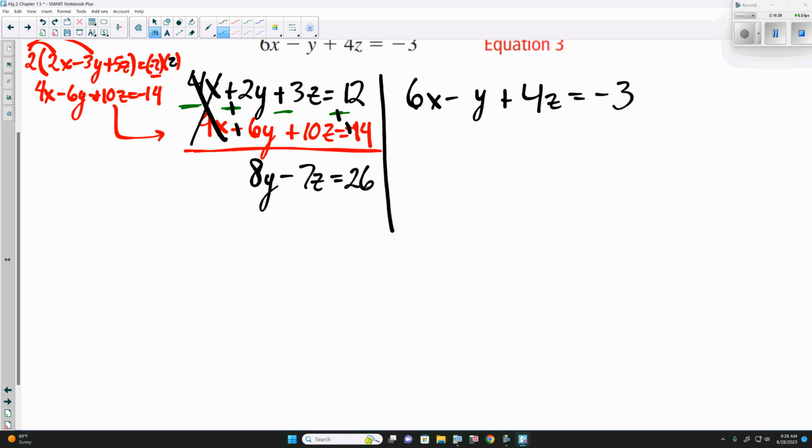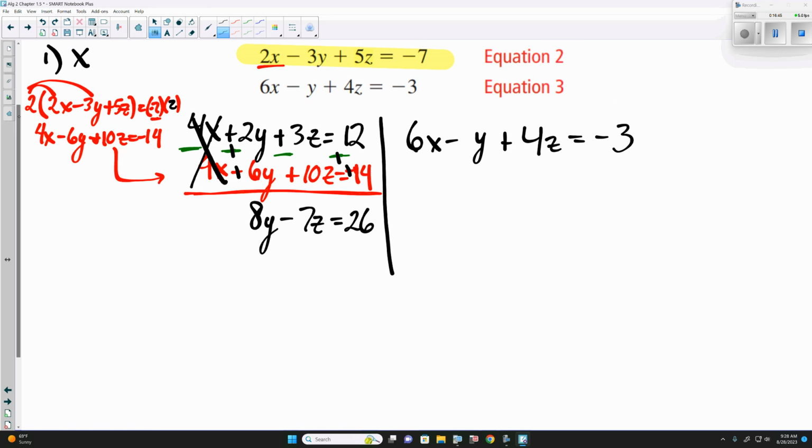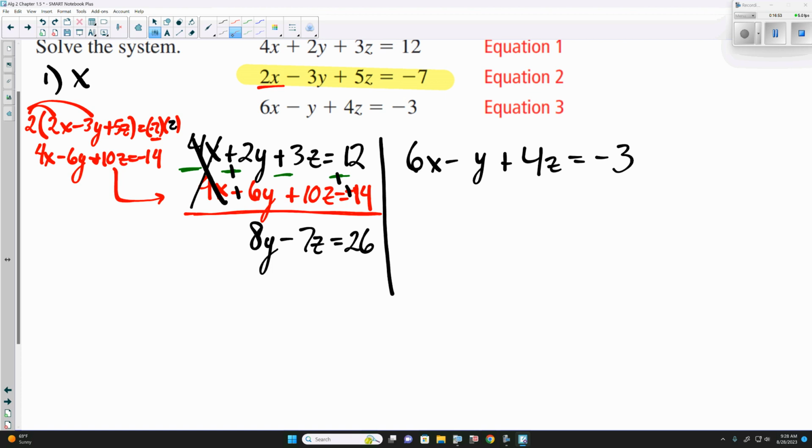Okay, now we're going to repeat the process for the other side. So we want to eliminate 6x. What do I need to multiply our eliminator equation by to get 6x? 3. So we're going to multiply both sides of 2x minus 3y plus 5z by 3, and our negative 7 by 3.